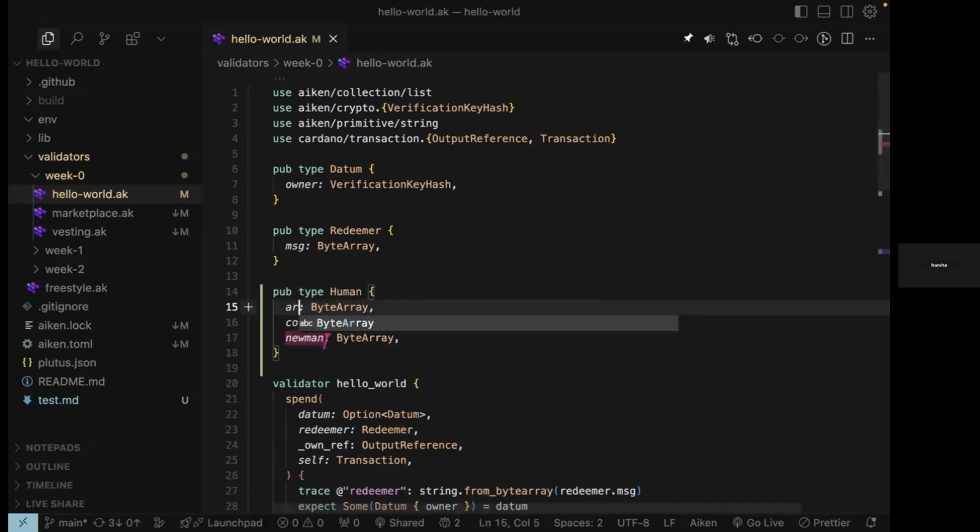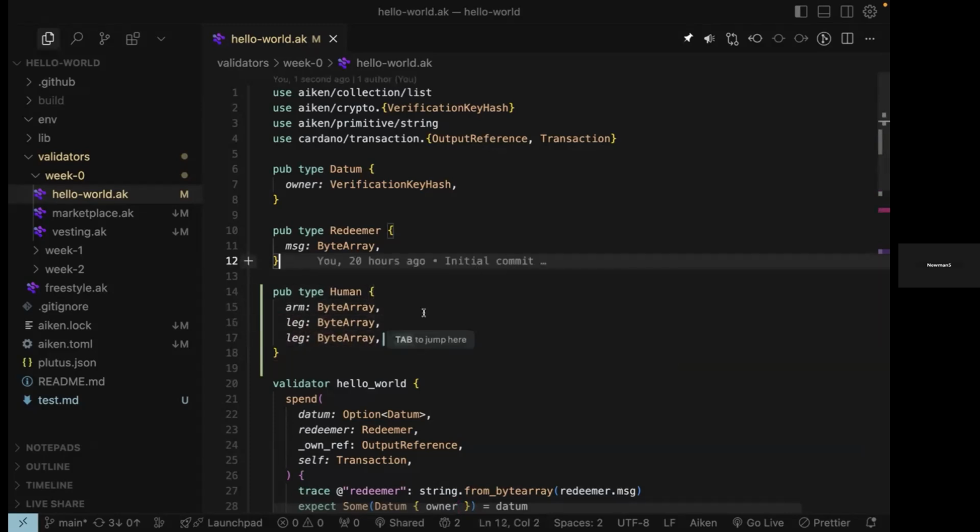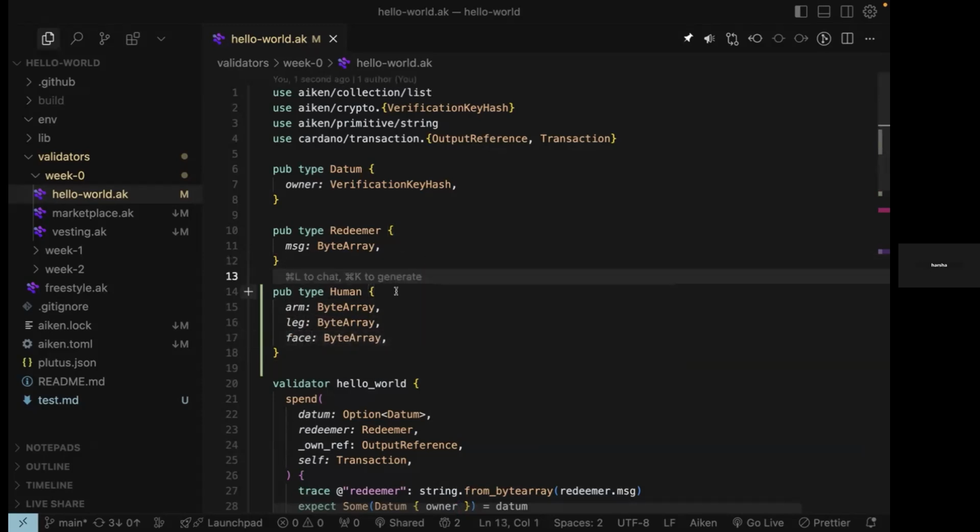So I'm going to do arm, leg, face. It's actually a good analogy. It's a slightly weird human, but the human has an arm, leg, and a face. What else do you need? I guess I'm fine with that. Okay, that makes sense. Are both of you clear on these guys? Yes, I think so.